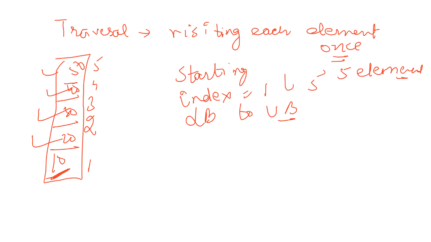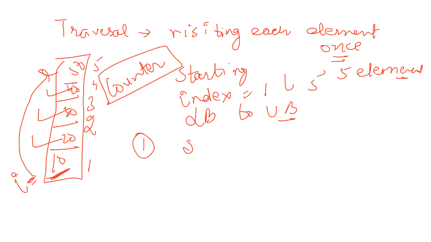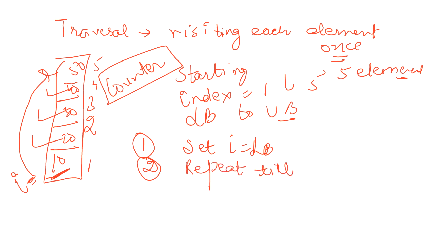Now let us say I have to traverse this; I have to write an algorithm for this. The very first step would be to use a counter variable that will help me move from 1 to 5. So I will set I equal to 1, or you can say I equal to the lower bound. Then what is my task? I have to repeat some steps till I is less than or equal to the upper bound. Till my I reaches the upper bound, I have to repeat a few steps. What are those steps? I'll number them later.